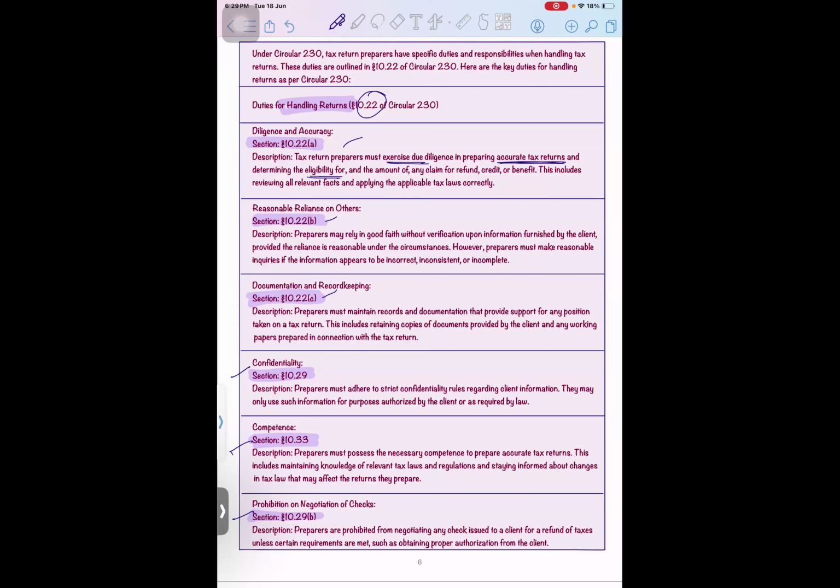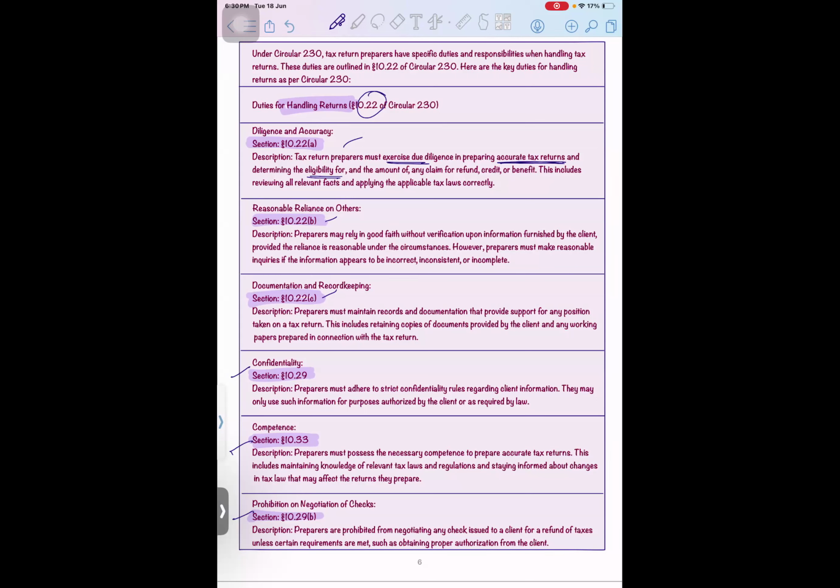See, in part 3, whatever MCQs, even if I give you a lot of MCQs, you will not see any MCQ copy-pasted in the exam. It's totally on your logic and understanding. So the first one is diligence and accuracy. When you receive information from the client, you should check the accuracy of that data, the truthfulness of that data. That is what the first point is saying.